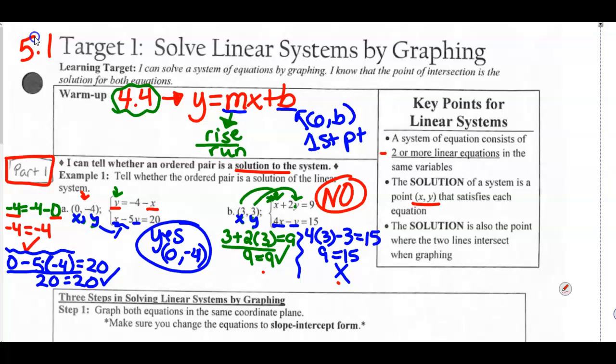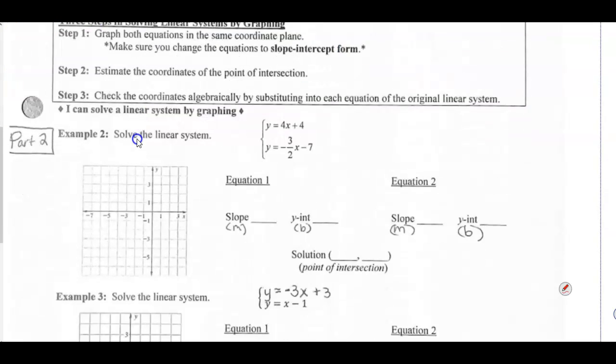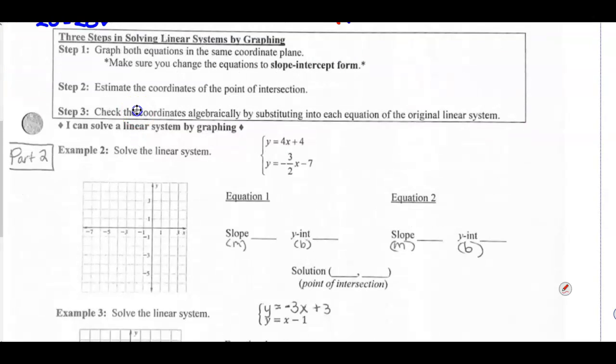So let's go to part 2. So looking at part 2, I have my graphing in slope-intercept form. So here are the steps. Again, we talked about these steps. There's 3 steps when we graph.